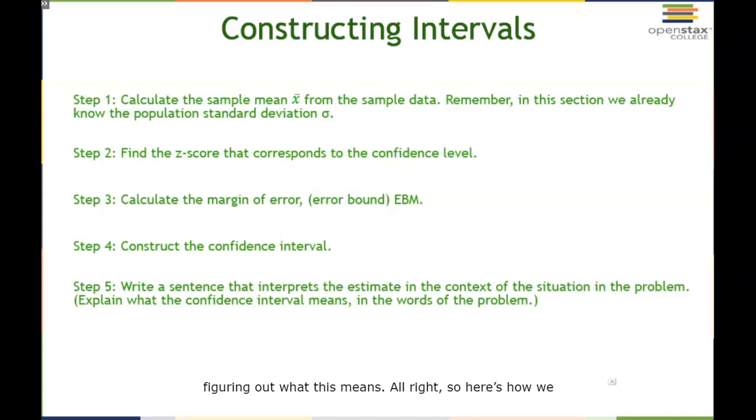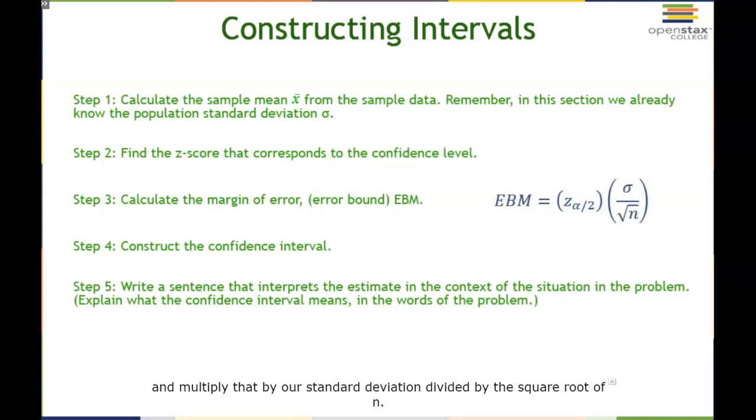All right, so here's how we actually calculate the margin of error, the EBM. We're going to take our z-score that corresponds to our alpha divided by 2 and multiply that by our standard deviation divided by the square root of n. So let's say we have a confidence level of 95%. That would go along with a z-score of 1.96. Again, it's from that table. I've kind of memorized the most popular ones. So I would use 1.96. My sigma, let's say, is 2. My n is 10, so 2 over square root of 10. And you multiply that through, and you would get the margin of error.